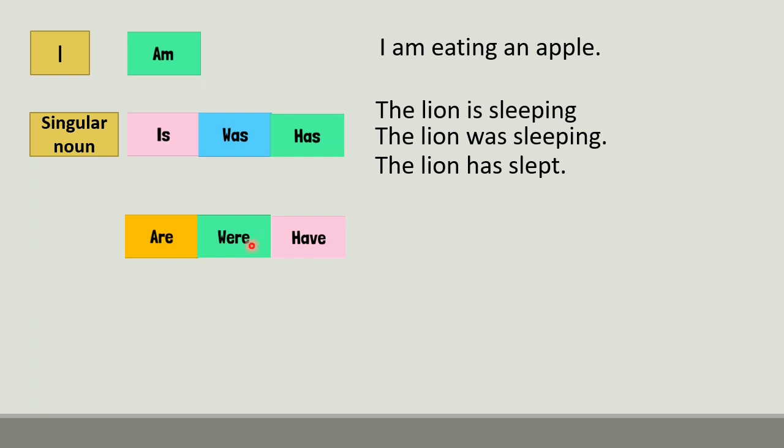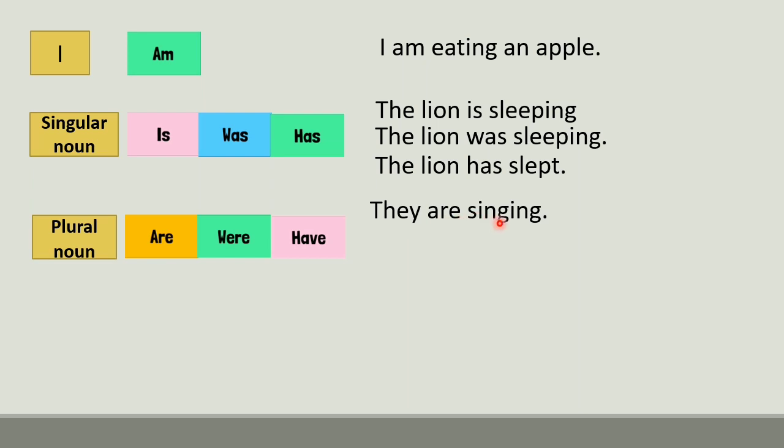Are, were, have. These three words are used for plural nouns. You know what are plural? Plural means more than one. So when there is more than one person, place, animal or thing, you have to use the word are, were, or have. Let's look at some sentences.